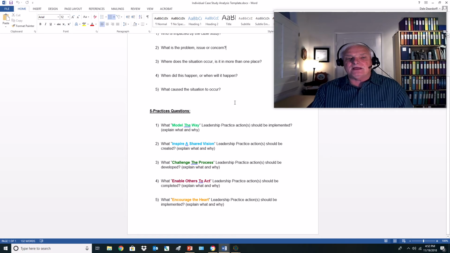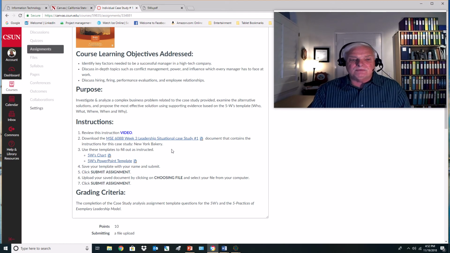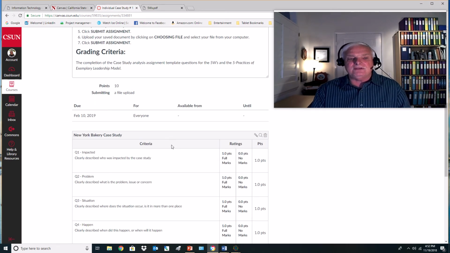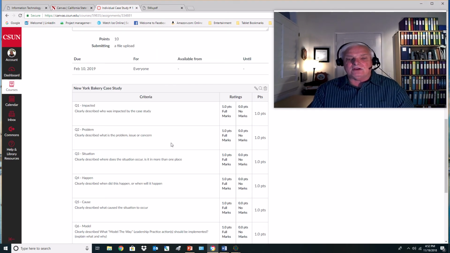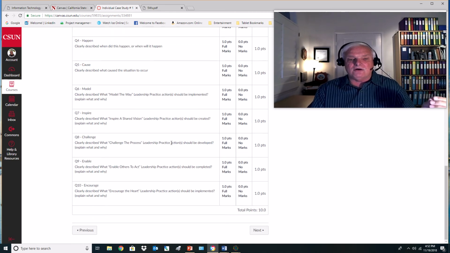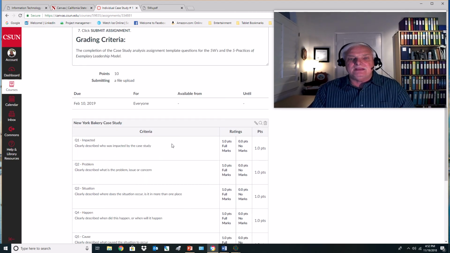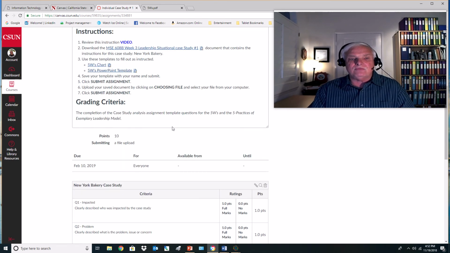Then you're going to apply the 5 practices questions, exactly what I asked you. What model the way leadership practice action should be implemented? Explain what and why. Clearly identify that, and you can get full credit for each one of these questions. I've got a grading rubric in place for you, and you can see that you get credit for each question. So you've got to answer all of these questions in that Word document and submit it back to me. This assignment is worth 10 points.